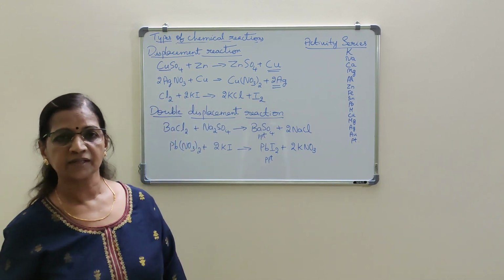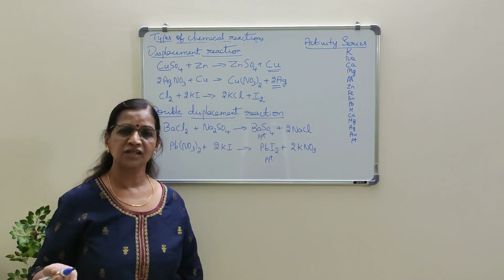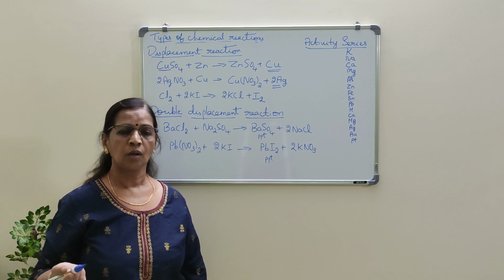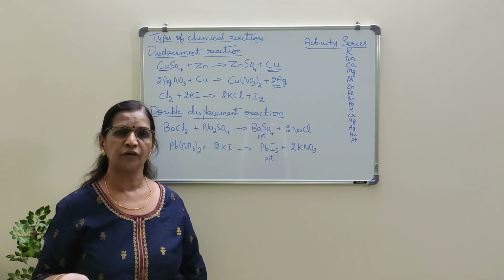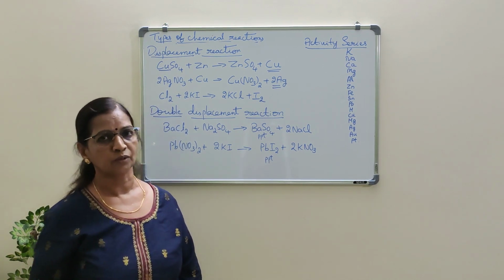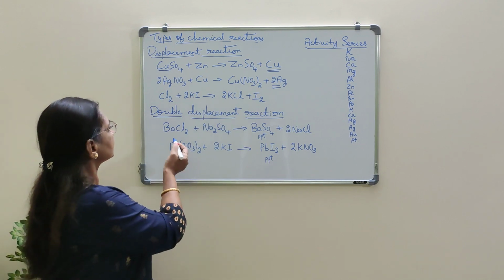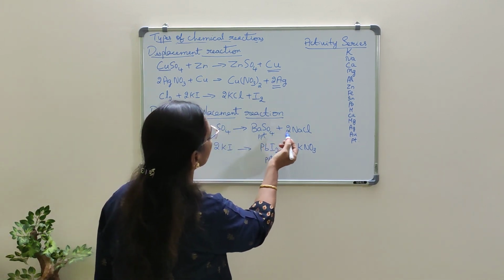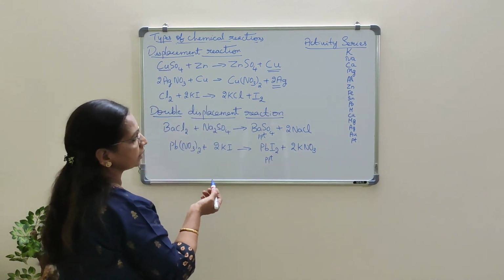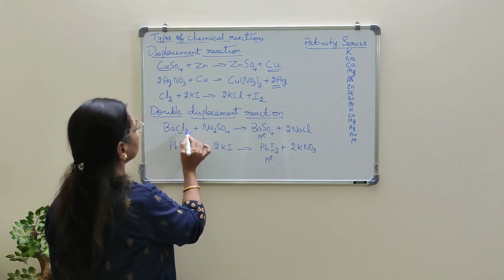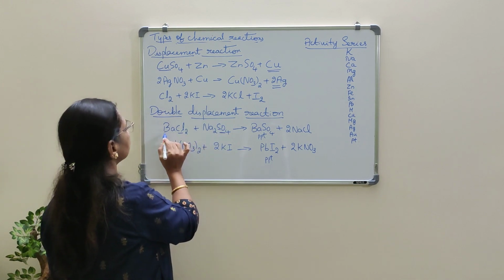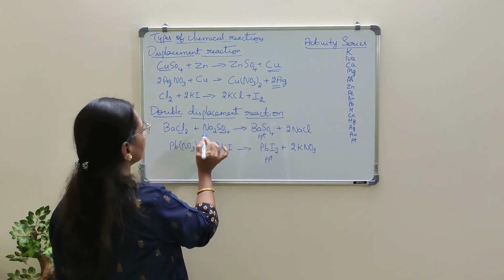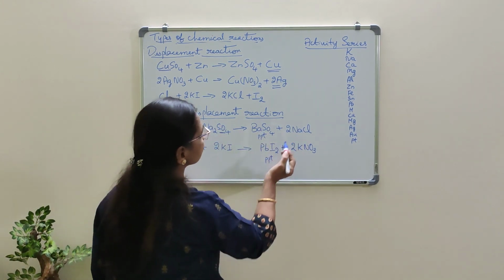What is double displacement reaction? It's a reaction in which two compounds will react by exchange of ions to form two new compounds. Here we have given the example of barium chloride and sodium sulfate reacting to form barium sulfate and sodium chloride. Now there is an exchange of ions. Barium sulfate is formed and sodium chloride is formed.